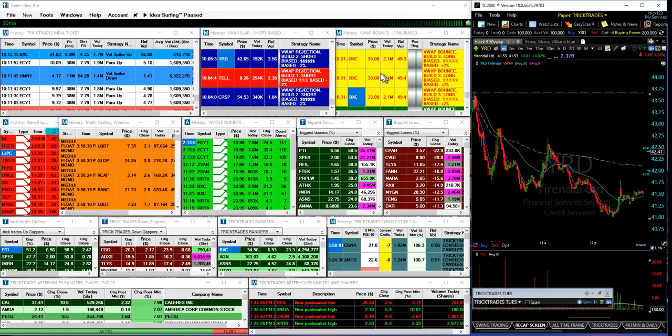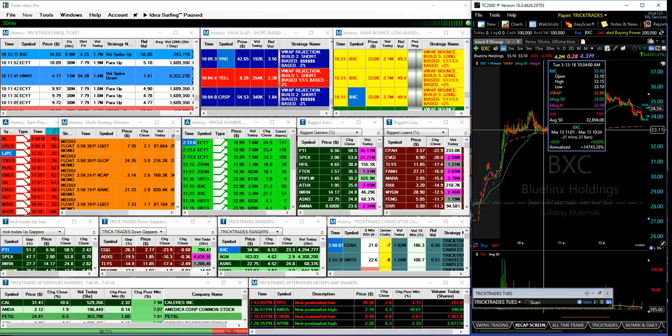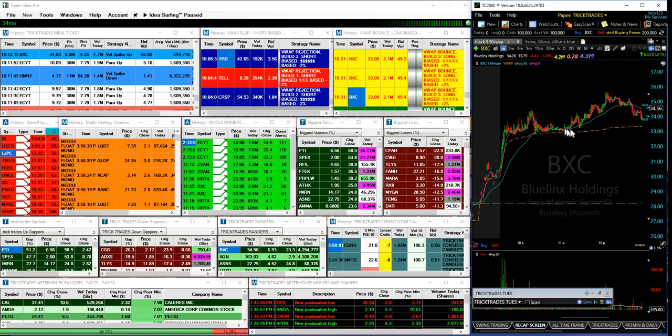Now the VWAP Bounce, this catches long plays. Let's look at BXC. BXC pops up. So how do you get in on something that's running? You've got to get in on a VWAP retrace, right? Right in here, that's when the alert actually went off, at 10:31 a.m. You could have been watching it, not entered yet. That's fine.